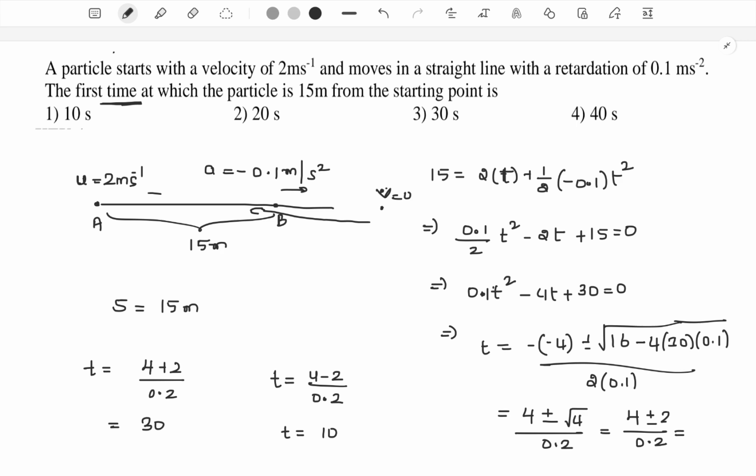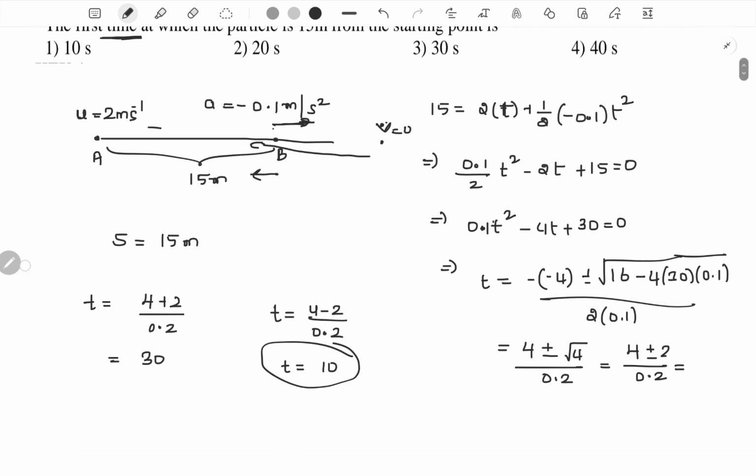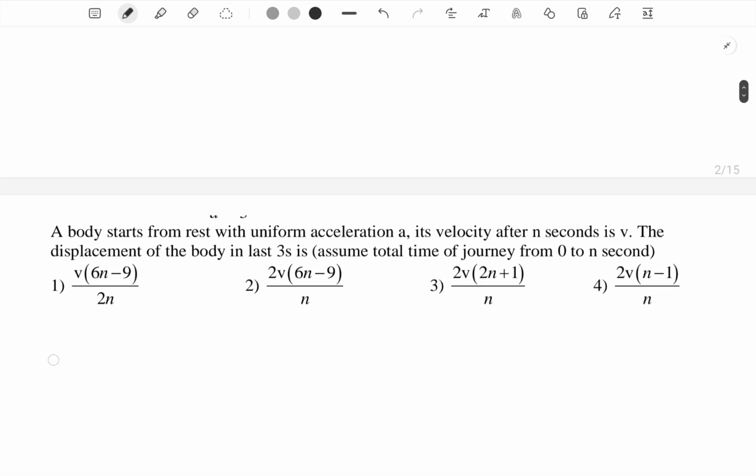At both of those instants of time, the particle would be at B. At t is equal to 10, it would be at B moving in the right direction. At t is equal to 30, it would be at B but moving in the left direction. In this question, they needed the first time when it would cross that point. Okay, let's move on to the next question.